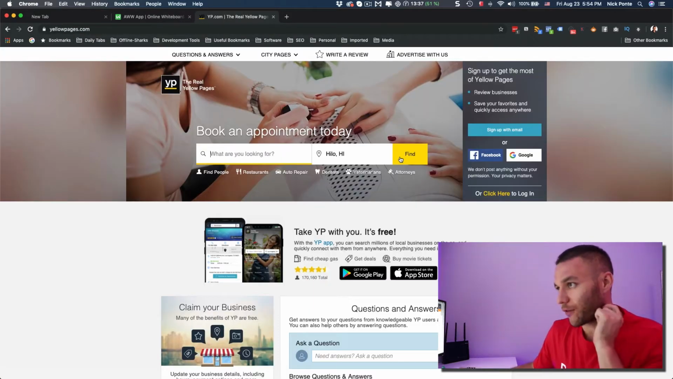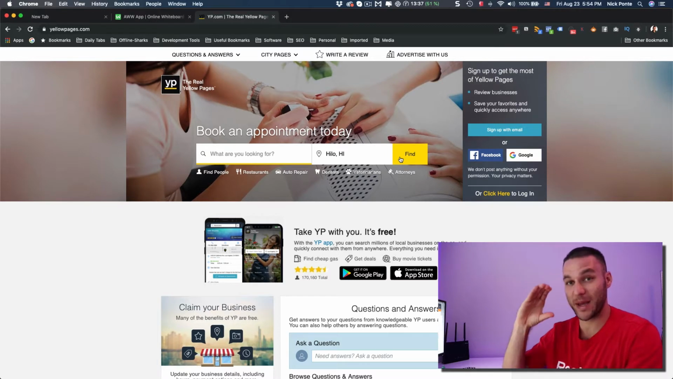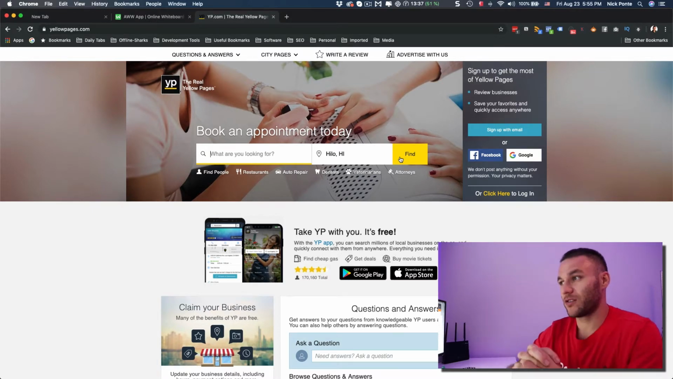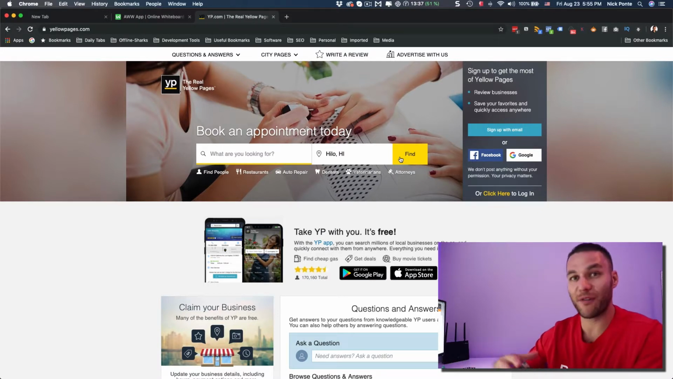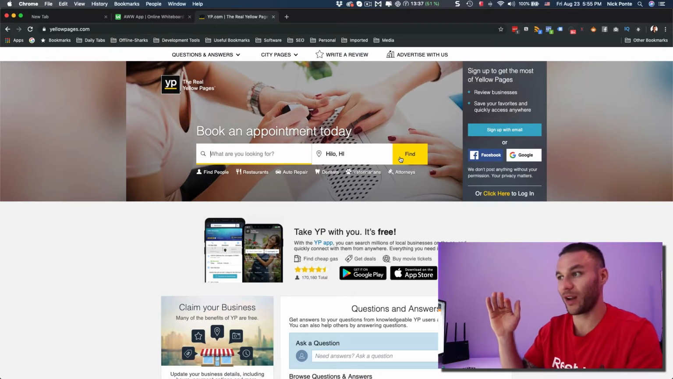yellowpages.com. For those of you that aren't familiar with Yellow Pages, I don't know why you wouldn't be, it's that big yellow phone book you used to get in the mail. So honestly, Yellow Pages is pretty outdated. A lot of people are advertising on Facebook and Google and Yelp and other platforms, and Yellow Pages is one of those things that's slowly disappearing. It's like the dinosaur when it comes to advertising.